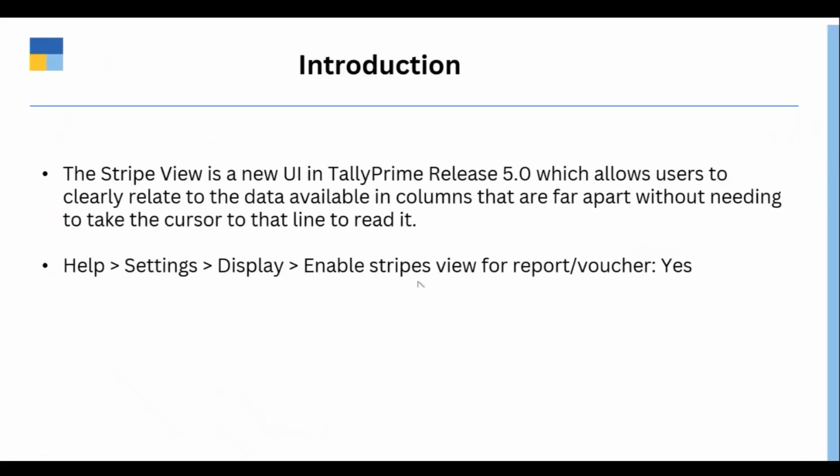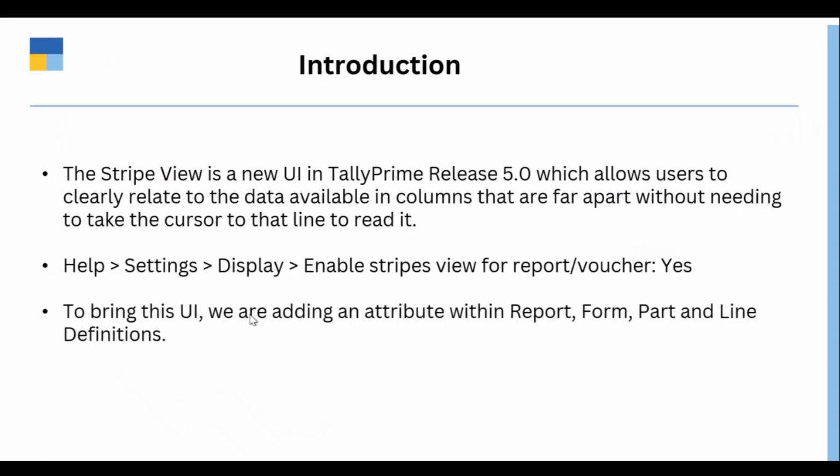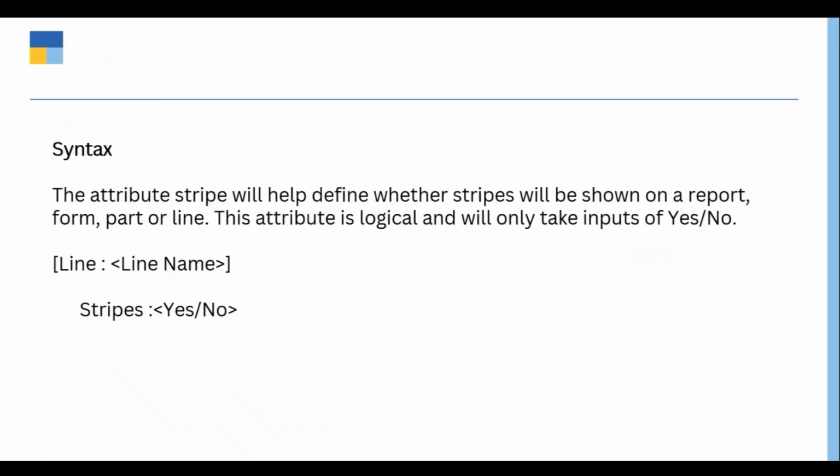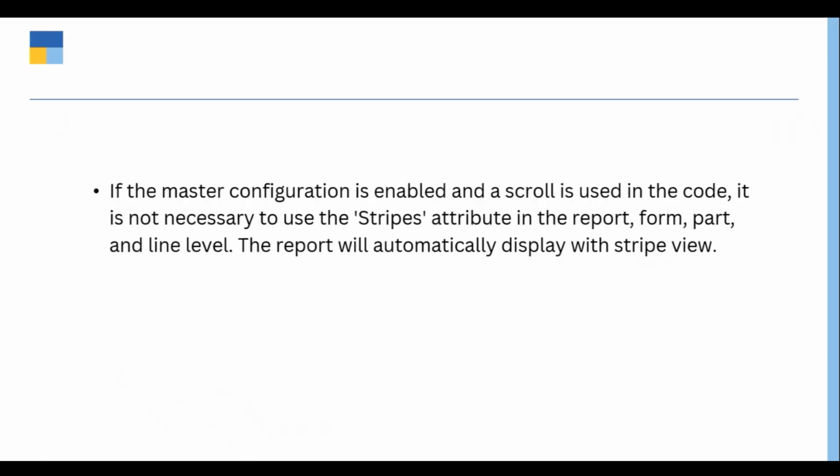Now moving on. To bring this UI we have added an attribute within report, form, part, and line definition, and this attribute will help define whether stripes will be shown on your report, form, part, or line. This is an attribute which will take logical inputs, yes or no, and hence the syntax for the same is as shown. If the master configuration is enabled and the scroll is used in the code, it is not necessary to use the stripes attribute at the report, form, part, and line level. The report will automatically display with stripe.